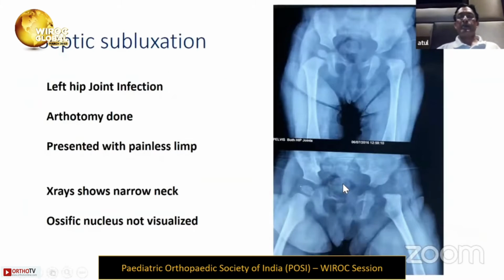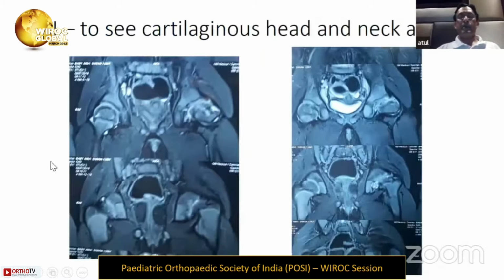So late subluxation, again, this child had a left side hip infection. Arthrotomy was done. You can see that he later presented with a painless limb. There was a remnant of neck seen. The osteoid nucleus was not visualized. And an MRI scan was done, as Preman has discussed earlier, to see the cartilaginous head and neck area. And there was a coxa magna, the head was present there.